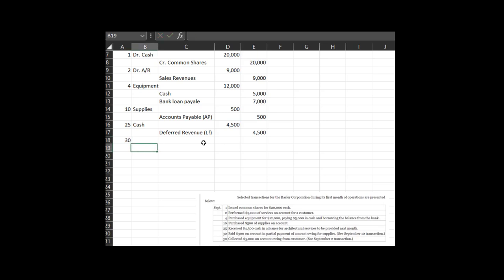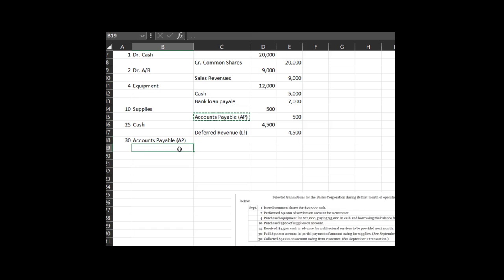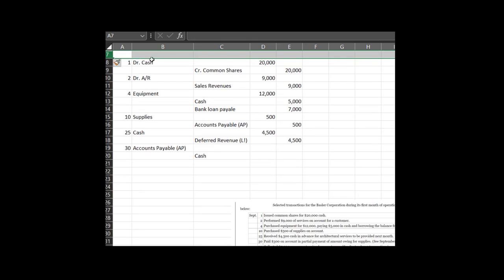Okay, September 30th. What did we do? We paid $300 on account in partial payment of the amount owing for supplies. Oh, okay, so we're gonna pay back 300 of this. Cool, so if we paid it back, that means that we are going to be decreasing our accounts payable, because we're paying back some of that accounts payable, and we are doing that by crediting our cash. So those of you following along at home will notice that I didn't put debit, credit there. I guess I got a little lazy, I'm sorry.